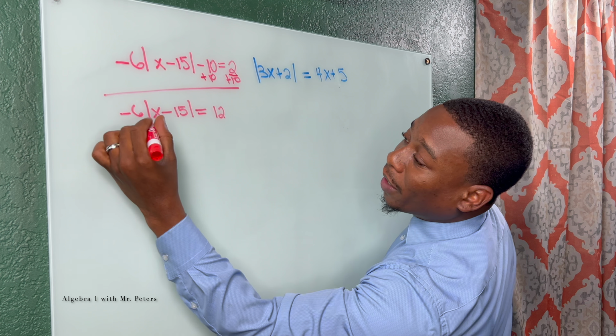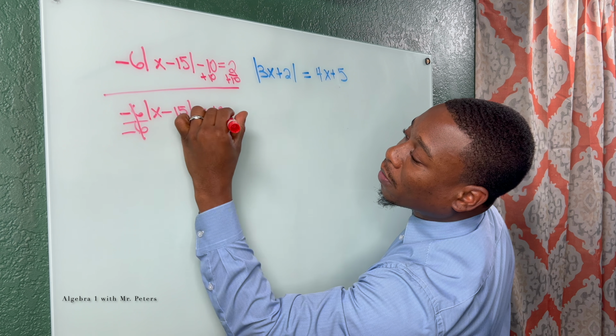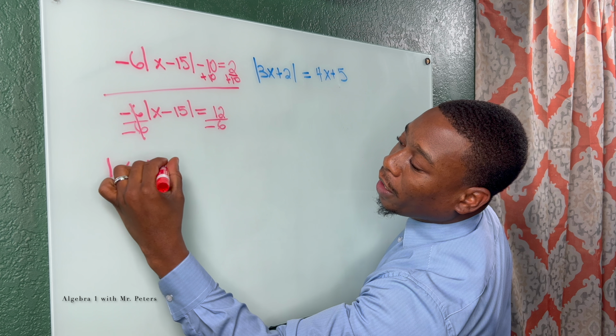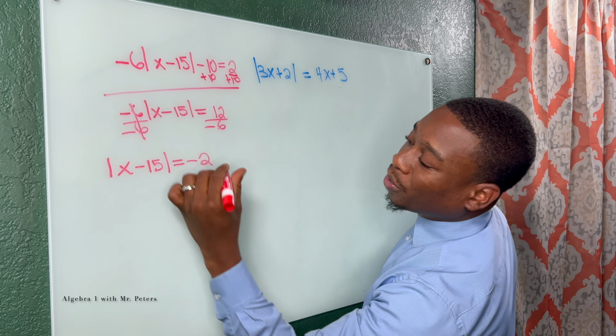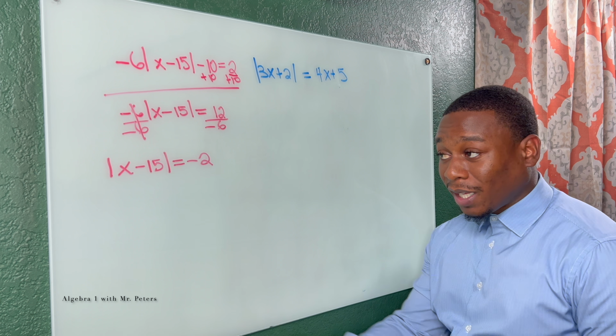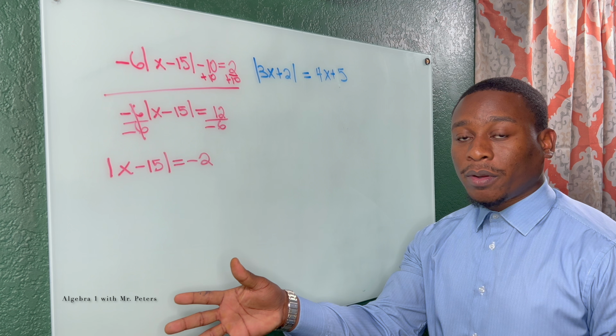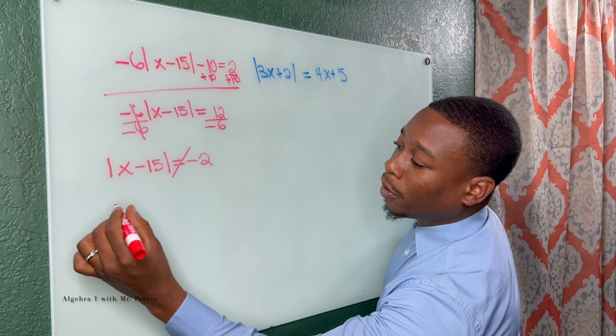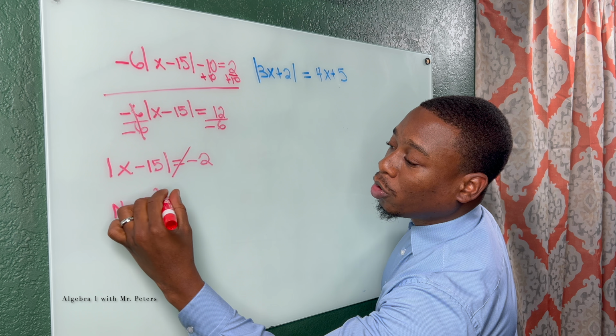Absolute value is still not by itself, so we divide by negative 6. Now we have the absolute value of x minus 15 is equal to negative 2. So now the absolute value bracket is by itself. However, it's equal to a negative integer. So we know there is no solution.